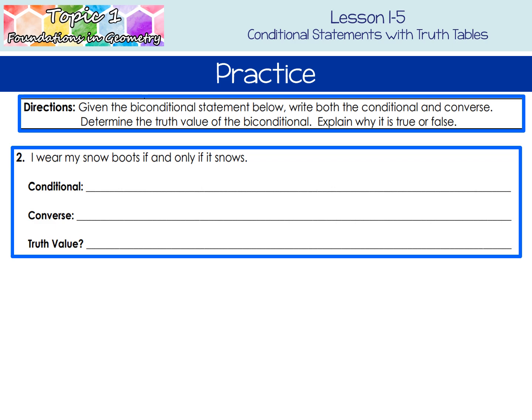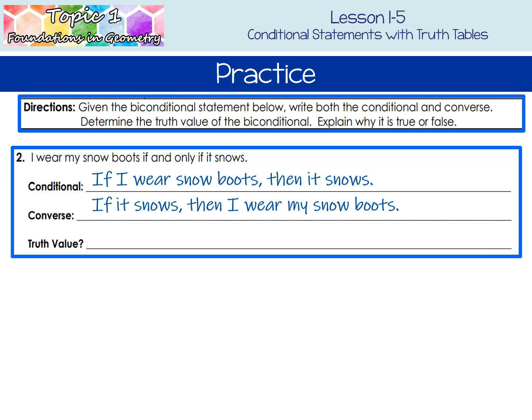Practice. Given the biconditional statement below, write both the conditional and converse and determine the truth value of the biconditional. Explain why it is true or false. Number 2, I wear my snow boots if and only if it snows. Conditional, if I wear snow boots, then it snows. Converse, if it snows, then I wear my snow boots. I'm pretty sure that is false because the conditional is false. Just because you wear snow boots doesn't mean it's going to snow.